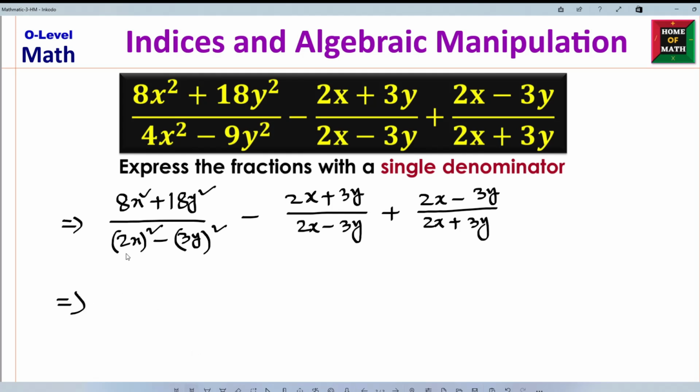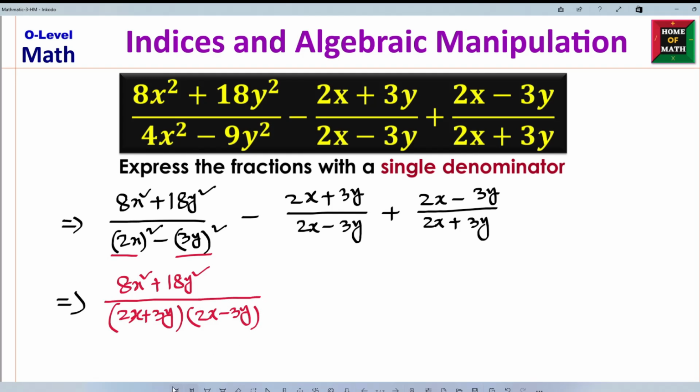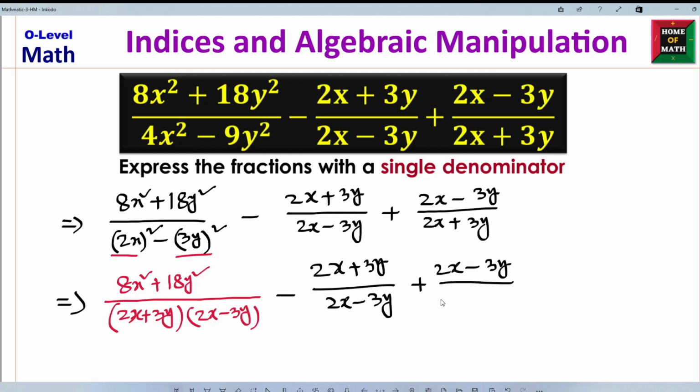Look, here is (2x)² − (3y)². It looks like a² − b². So we can write the first term as (8x² + 18y²)/((2x + 3y)(2x − 3y)). The second term we can just keep as it is, (2x + 3y)/(2x − 3y). The third term is plus (2x − 3y)/(2x + 3y).